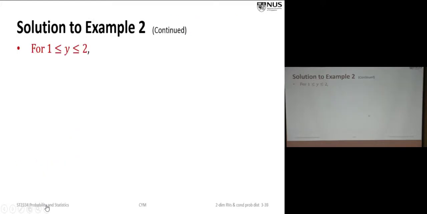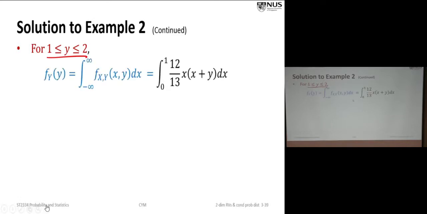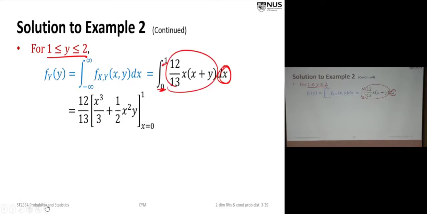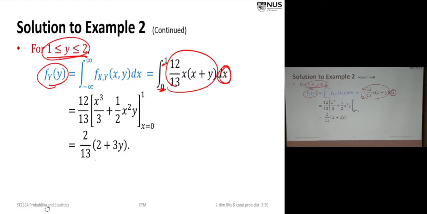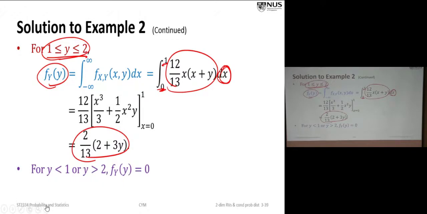All right, so for the marginal of y, this time we have to specify y has to be between 1 and 2. Then you do the integration. This time you are integrating x, so x is from 0 to 1. Then the joint distribution is given by this expression. So we complete it, and the marginal of y, when y lies between 1 and 2, is equal to this expression. Outside 1 and 2, it is 0.